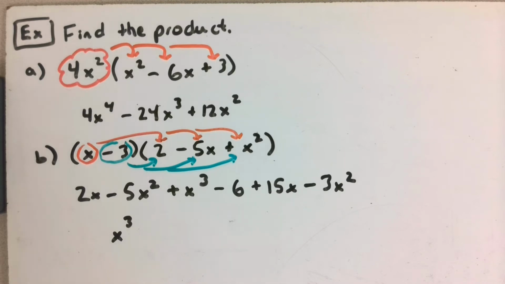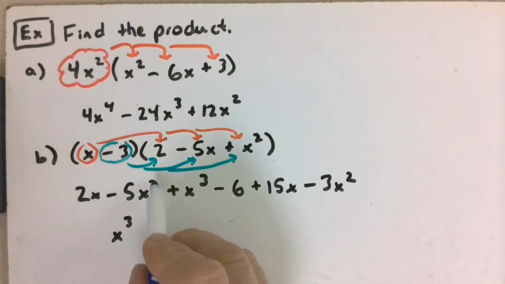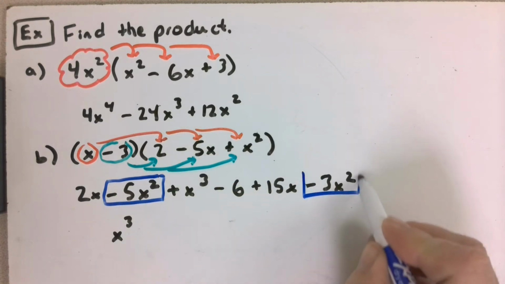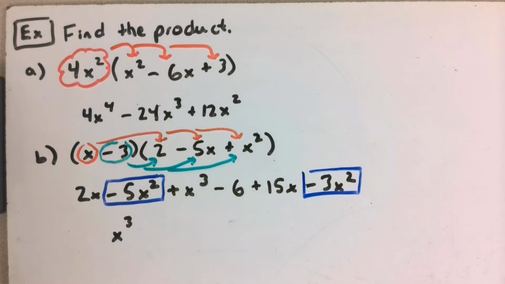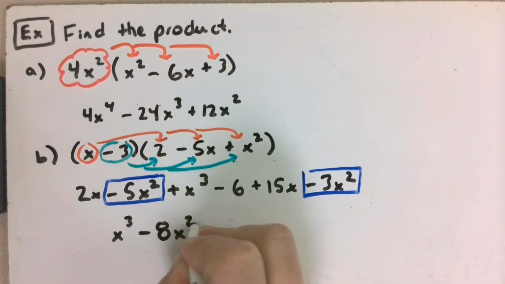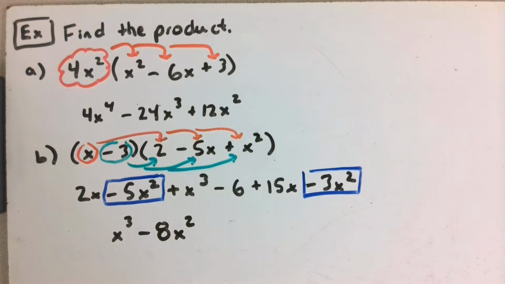Next would come the x squareds, and I see we have a couple of x squared terms. I have a minus 5x squared there and a minus 3x squared there. If we combine those together, that would give us a minus 8 or a negative 8 of those x squareds.